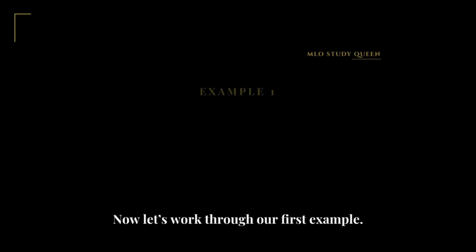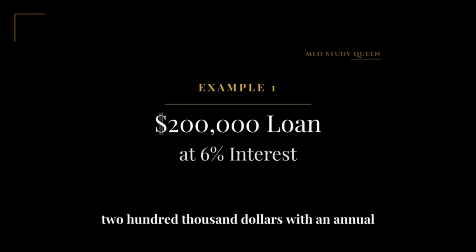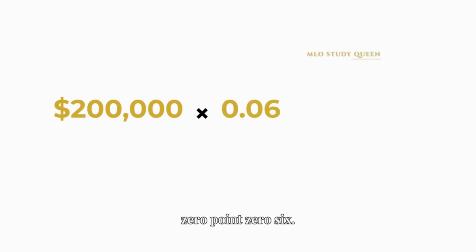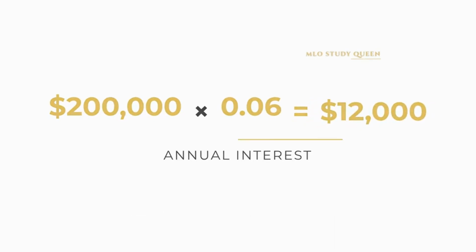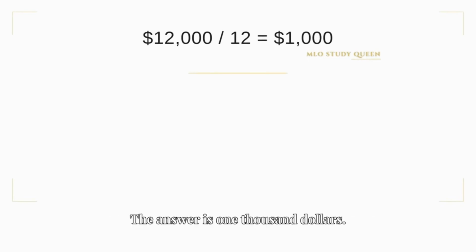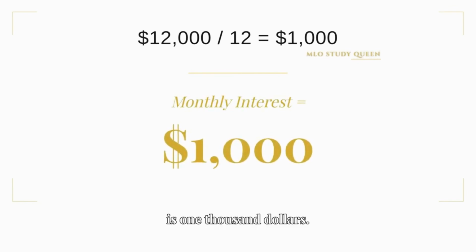Now let's work through our first example. A borrower has a loan principal of $200,000 with an annual interest rate of 6%. First, multiply $200,000 by 0.06. That equals $12,000 in annual interest. Next, divide 12,000 by 12 months. The answer is $1,000. Therefore, the monthly interest on this loan is $1,000.